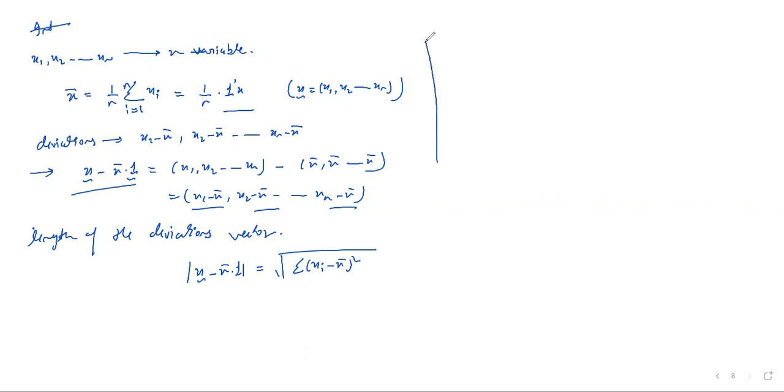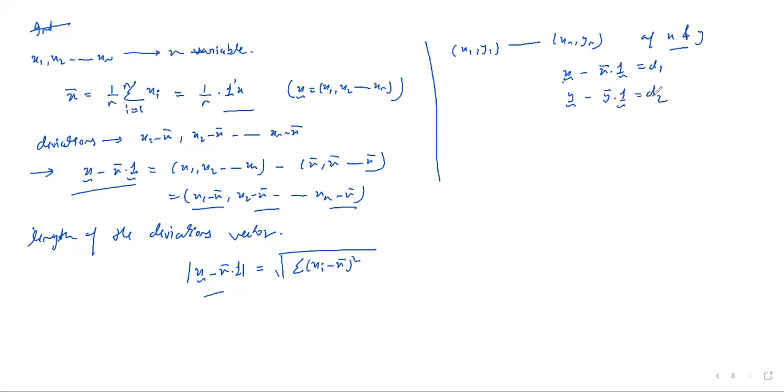Then if I have a set of ordered pairs like x1 y1 to xn yn, I have n pairs of values of x and y. These are my two vectors x and y. Then the deviations are defined as follows: for the x vector I have the deviation x minus x bar dot 1. This is my deviation d1. And for the y vector, similarly, y minus y bar dot 1.